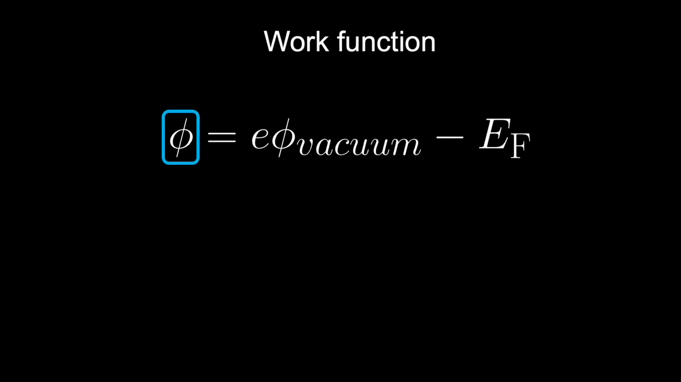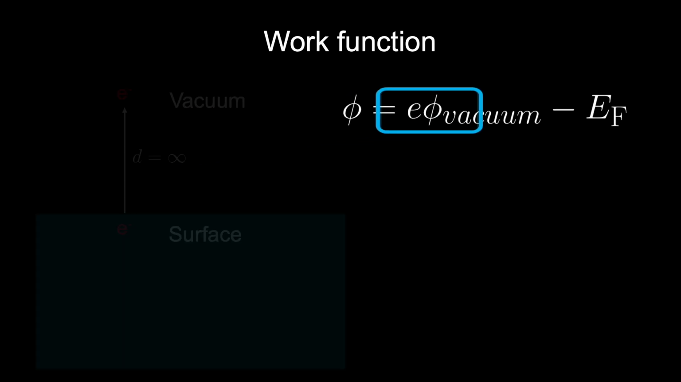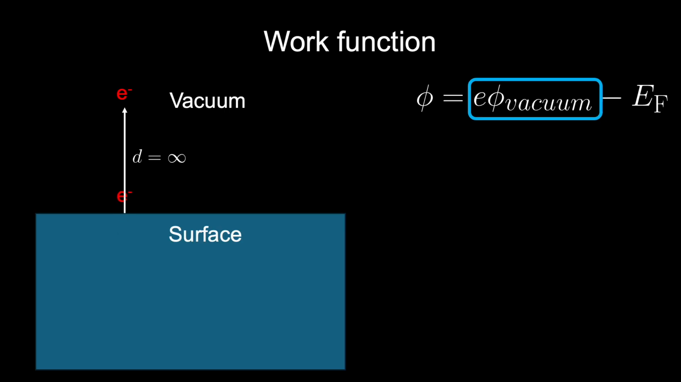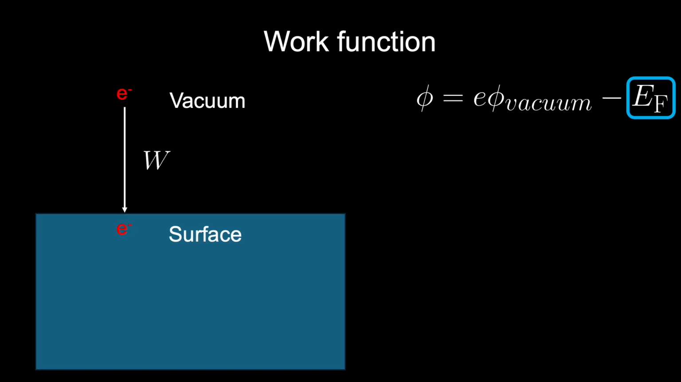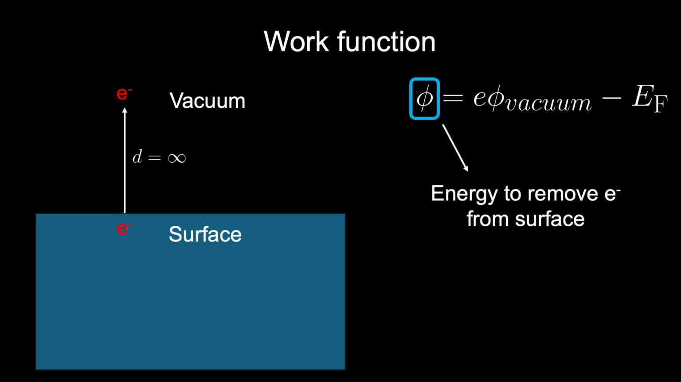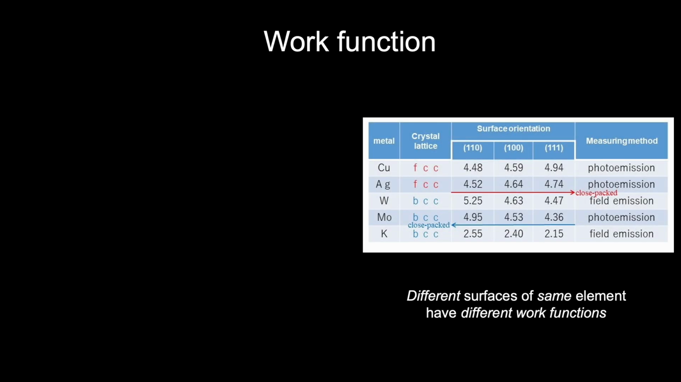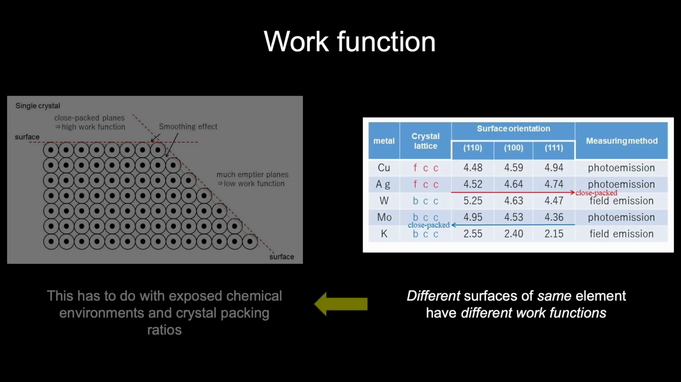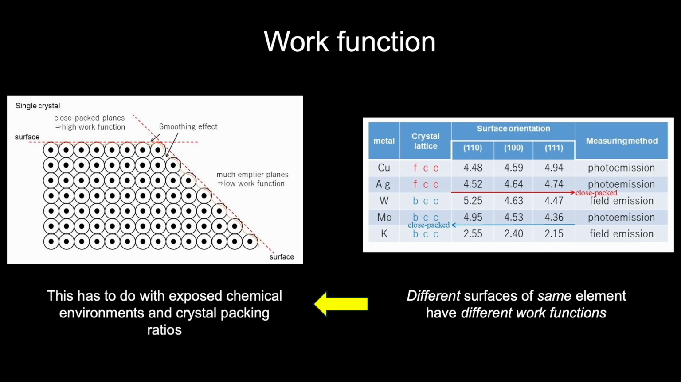Work function is important to an understanding of device physics. It is governed by the following equation, where phi vacuum is the energy of an electron taken infinitely far away from the surface, and EF is the work required to add one electron to the material, the Fermi level. Put simply, the work function quantifies the energy needed to remove an electron from the surface. Importantly, the orientation of the crystal surface affects the work function values. In essence, this is because different surface terminations expose distinct chemical environments to vacuum, which in turn affects the energy needed for electron removal.